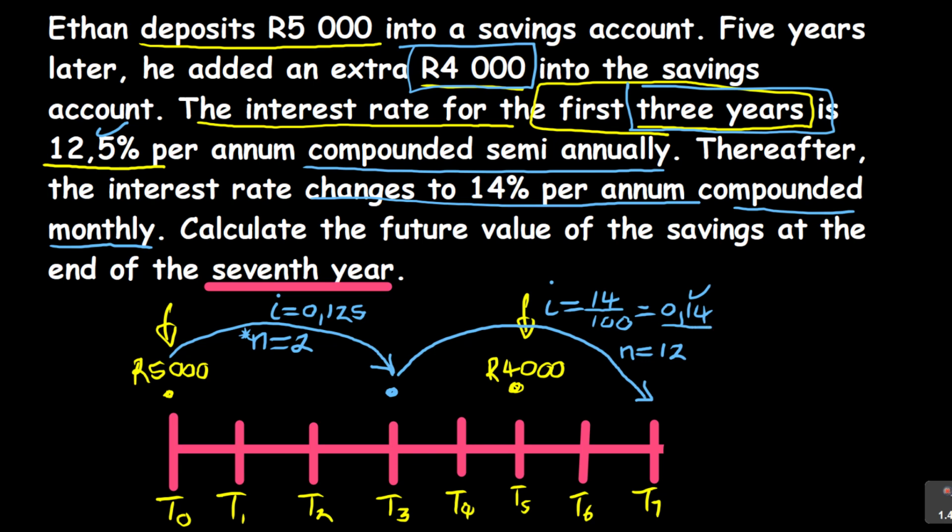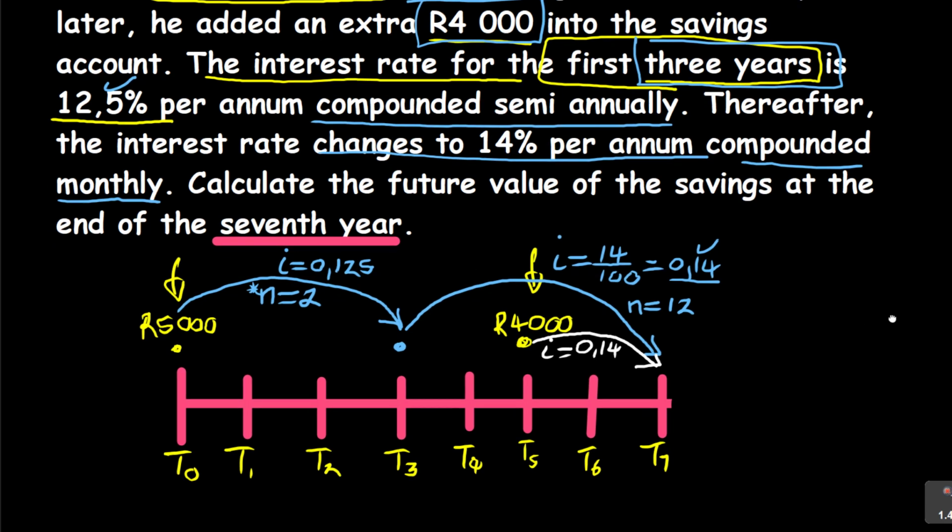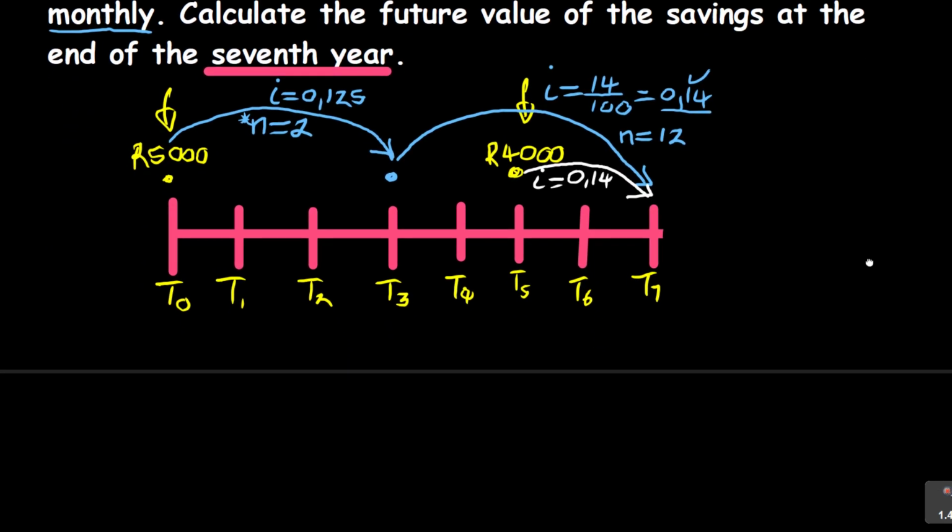So if I use a different pen here, we will say this 4,000 also grew to year 7, but it had a different interest rate, which is 0.14. That's your I is equal to 0.14. So you see what I just did? It is the simplest way you can approach that. I'm teaching here, so I'm going to do it in different ways so that you can see how you can approach that.